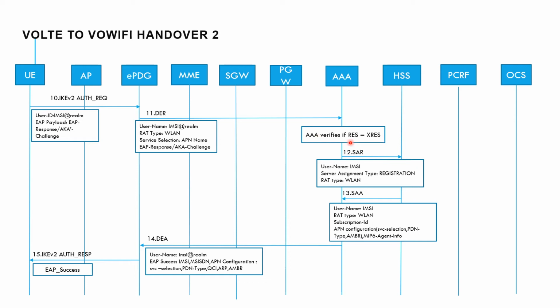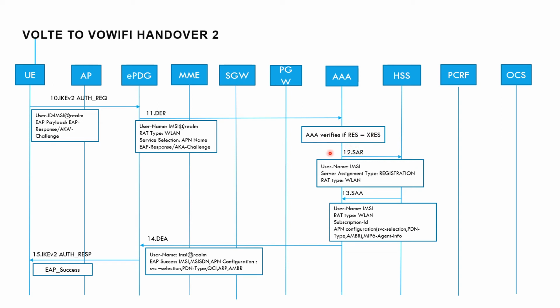verifies whether the RES received from the UE is equal to the XRES that has been received from the HSS in the MAA message. If this verification is done, we can say that our UE is the authentic UE. So the network has authenticated the UE at the AAA server.